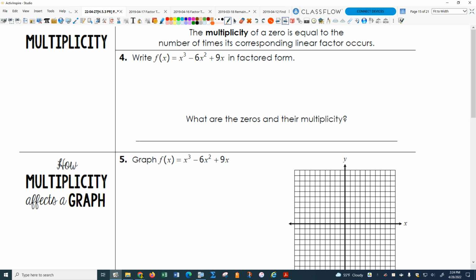Okay, so then moving on, just extending this just a little bit more. So the multiplicity of a 0, should I make that a little bigger? Is that hard to see in the back? I think I can make that a little tiny bigger.